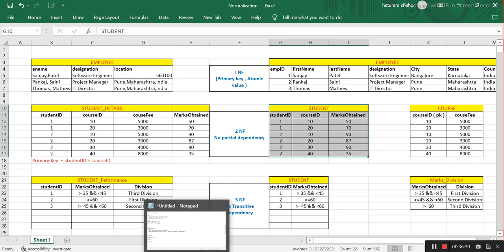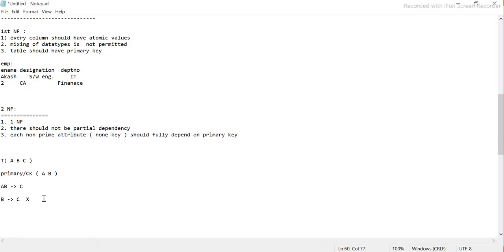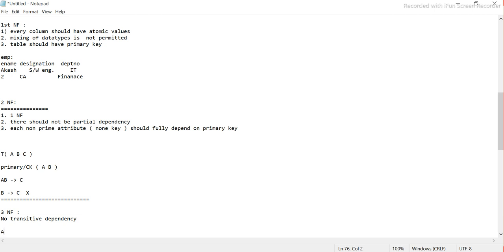And now we will go to the third normal form. Okay, we will see what the third normal form is. It is again one definition I'll tell you. This says no transitive dependency, guys. When I say transitive dependency, it means that, let's say A is a primary key, and B and C are other columns.